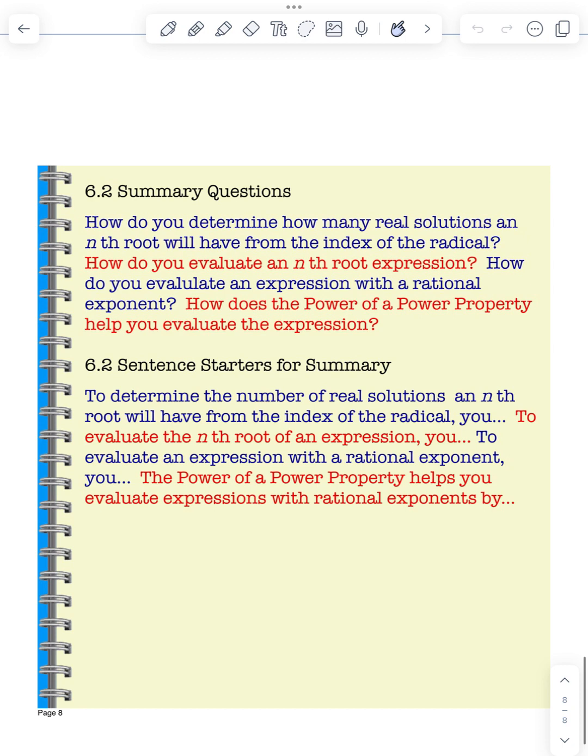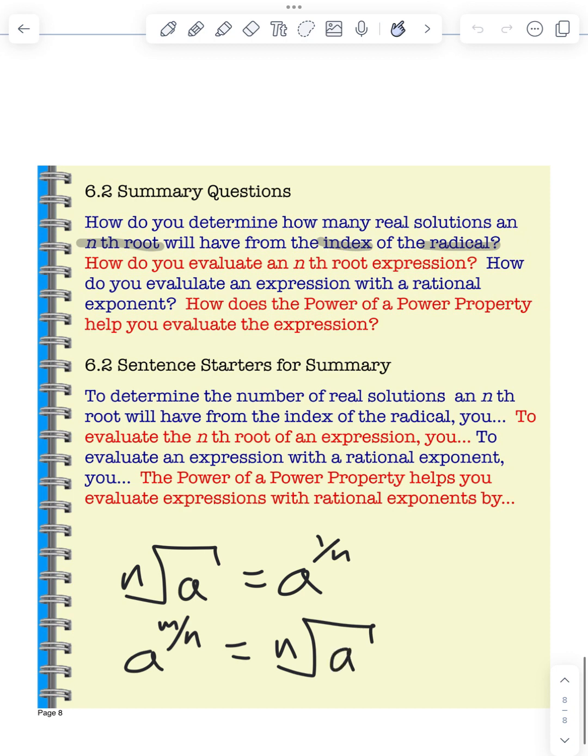We learned what the nth root is. We learned what the index of a radical is. We learned that if you have the nth root of a number, it's the same as that number to the power of 1 over n. And we learned if we have a number to a fraction exponent, you can take the nth root of that and then put it to the power of the numerator.